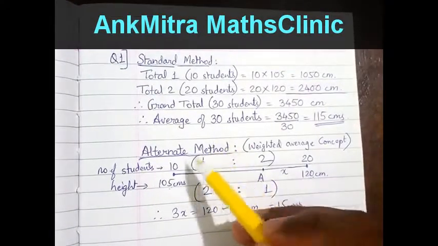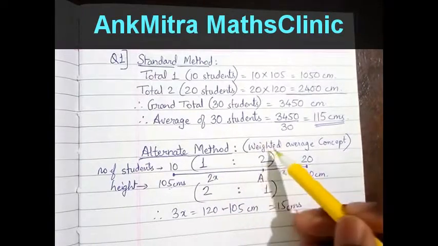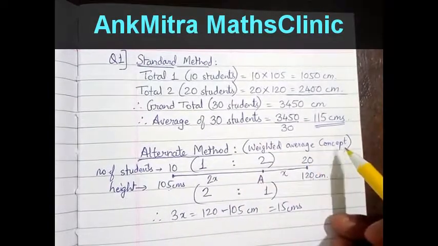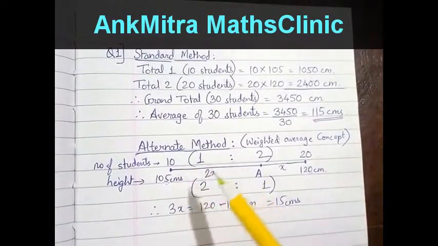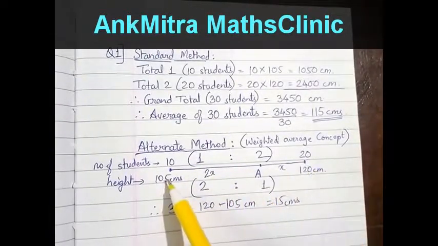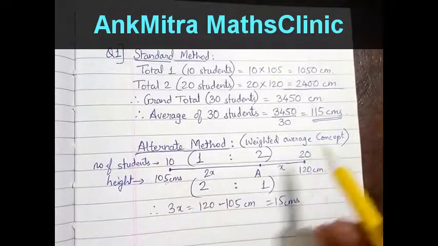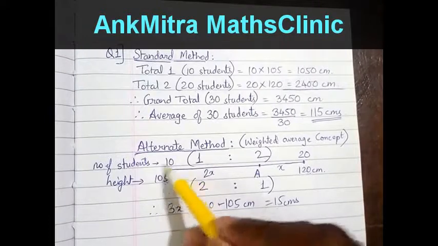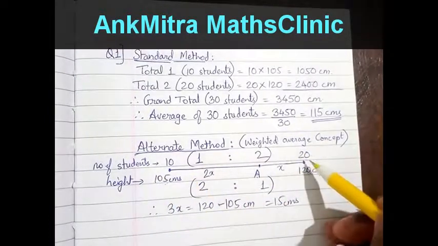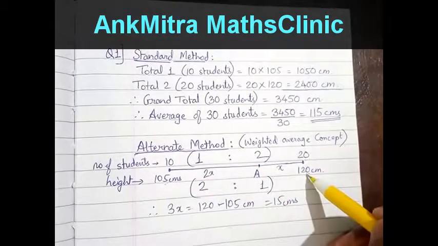I prefer to use an alternate method which is based on the weighted average concept. I'll try to explain it to you. I've drawn a scale here. At one end is 105 centimeters, at the other end is 120 centimeters. 10 students belong to 105 centimeters, whereas there are 20 students at 120 centimeters.